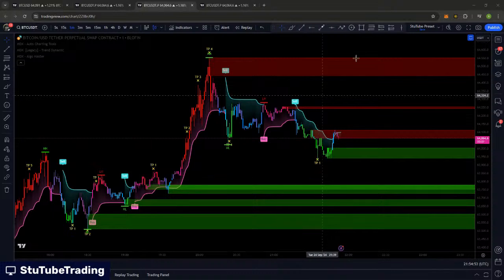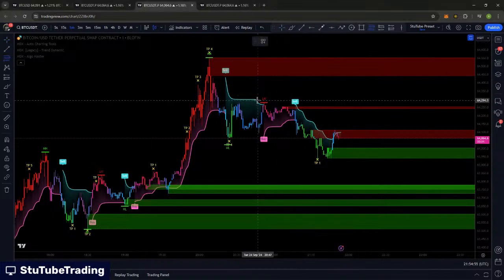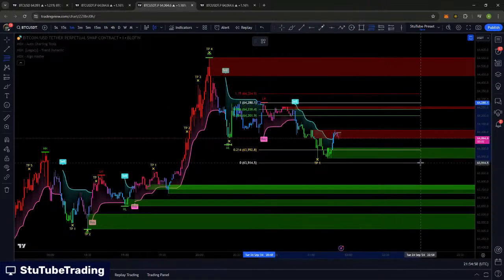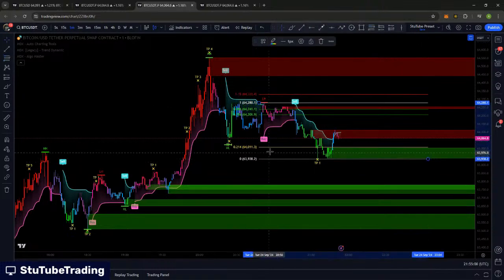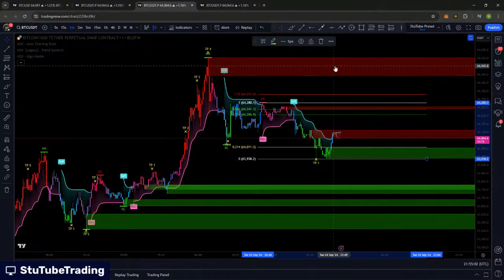But really, even the way I have my fibs set up, the 214, for example, is basically the opposite of the 786. I only have those few Fibonacci levels on my Fibonacci tool, just because that's such a very specific trade setup that I always look for.